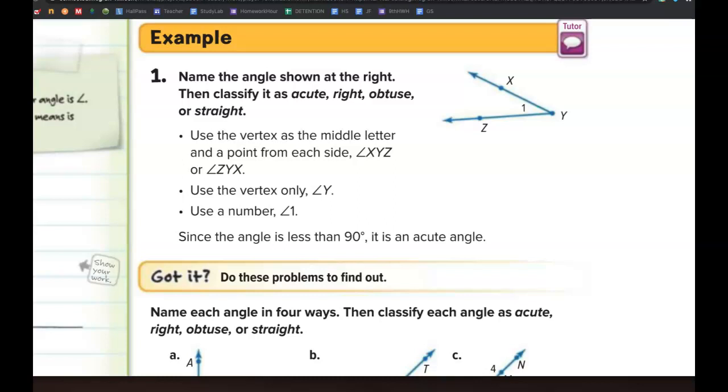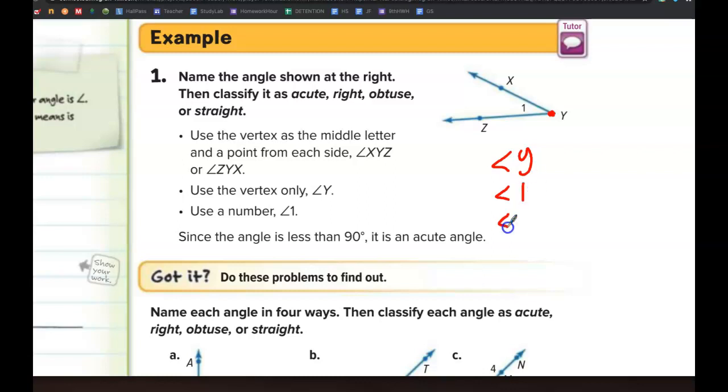There's 4 ways that we can name this angle. One of them is just using the letter of the vertex. So the vertex is when 2 rays meet. So what would the letter be for that? Angle Y. Okay, that's one way. Then we could also classify it by its number. So what number is it? 1, because the 1 is on the inside where the angle is formed.